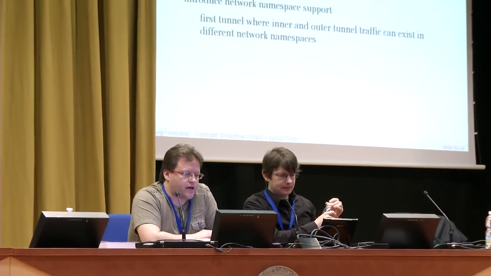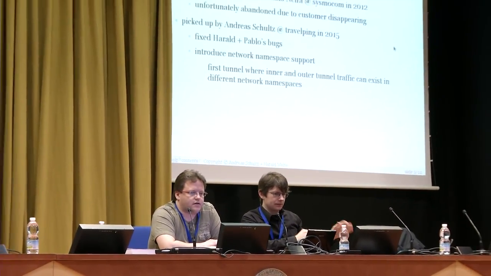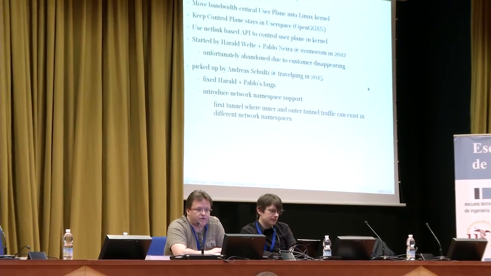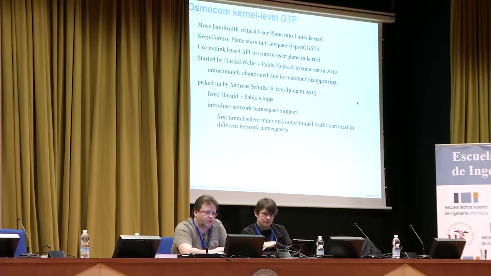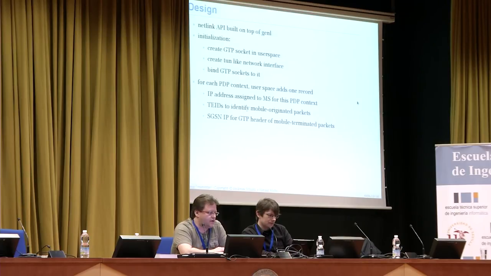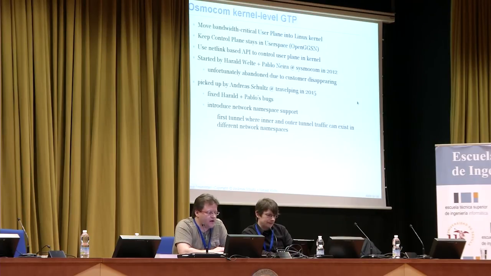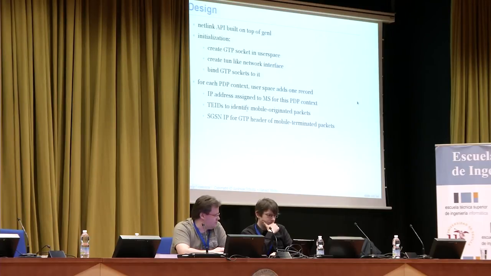Now, to actually establish the user data tunnel, we only need a little information to provision from user space to the kernel. This is basically the IP address of the station that uses this tunnel, the endpoint address of the SGSN we want to talk to, and the tunnel identifier. For that, we use the Netlink-based API.